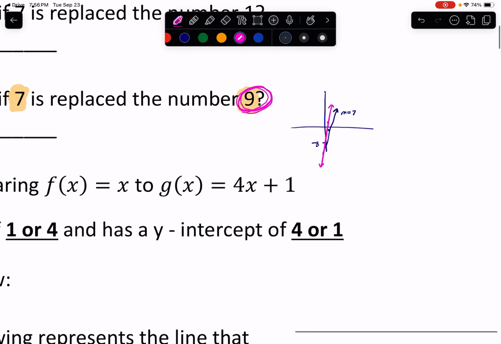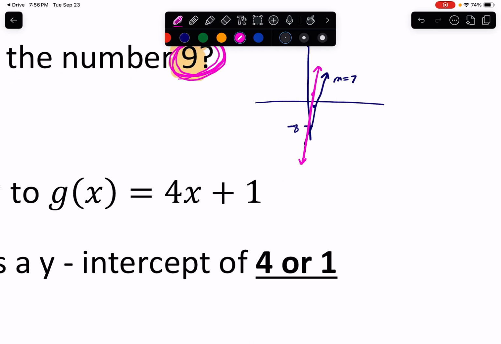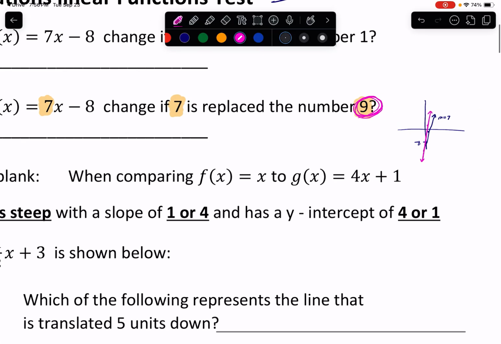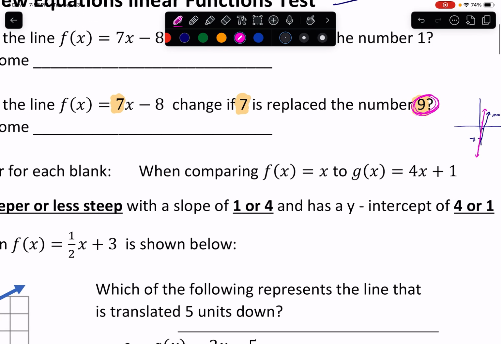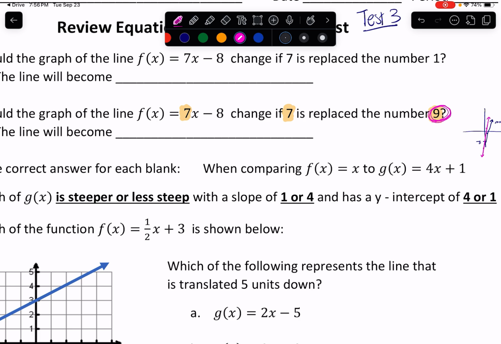Okay, so how does the line change? Not exactly the same. They're close to the same. They have the same y-intercept, but how steep the line is changes. So is it steeper with the 9 or is it steeper with the 7? That's right, it's steeper with the 9. Okay, so let's see, what are we going to write here? If we change the 7 to a 9, so that'll be 9x minus 8, the line will become steeper.